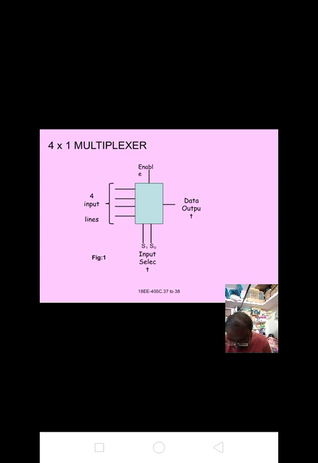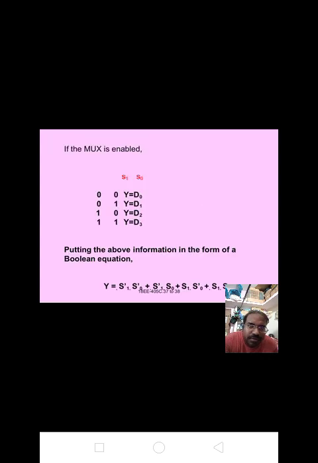If binary 1, that is S1 equal to 0 and S0 equal to 1, is applied to the data select lines, the data on input D1 appears on the data output. Similarly, when S1 equal to 1 and S0 equal to 0 are applied, D2 appears on the data output. Next, when S1 equal to 1 and S0 equal to 1 is applied, D3 appears on the data output.